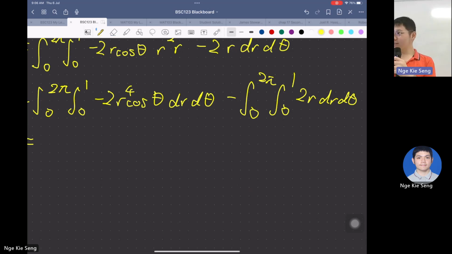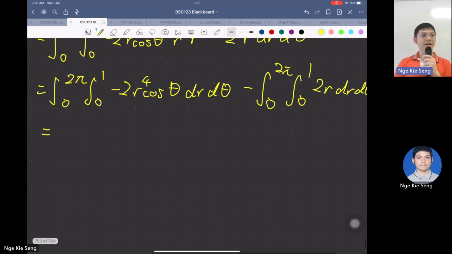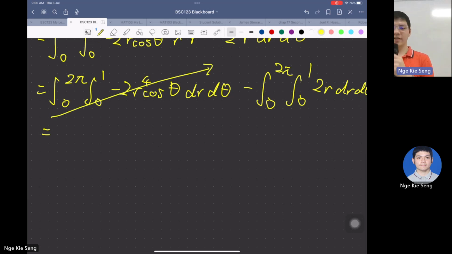Okay. So how to integrate this? Which one? Fubini's theorem. So first one I think is just 0, right? Because you integrate cos theta from 0 to 2 pi. How about the second one?